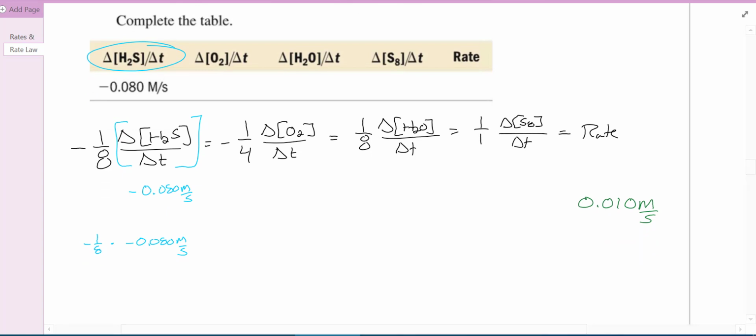So what are the rest of them? Well, S8 is pretty easy. Let's put it up here in the chart. This is 0.010 molarity per second. Water would be the same as H2S, except it's positive, plus 0.080 molarity per second. And O2 would be half that, 0.040 molarity per second. And so again, that's relative rates.